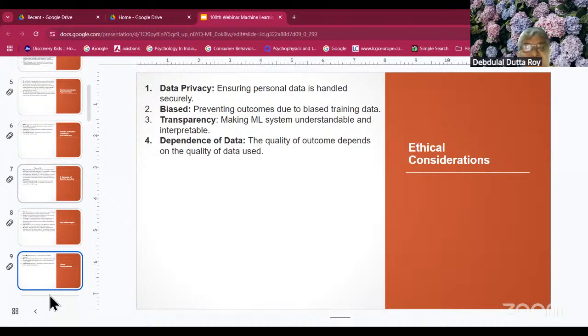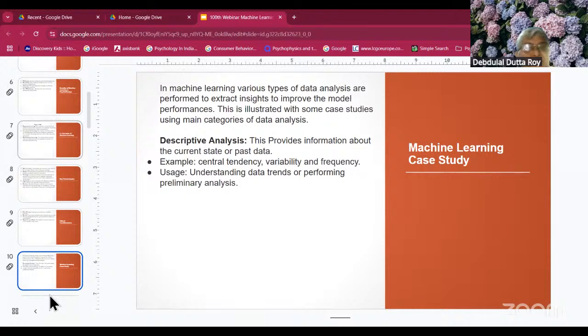Some ethical considerations are important for machine learning. Number one, data privacy, ensuring personal data is handled securely. Bias, preventing outcomes due to biased training data. Transparency, making machine learning systems understandable and interpretable. Dependence on data, the quality of outcome depends on the quality of data used.